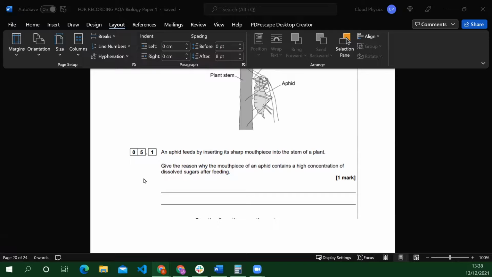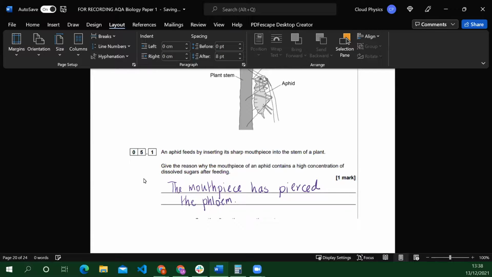So what it is, it's piercing the phloem. So the mouthpiece has pierced, or it's entered, or it's fed off, pierced the phloem. So that's where all sugars are transported in the plant, okay, the phloem.